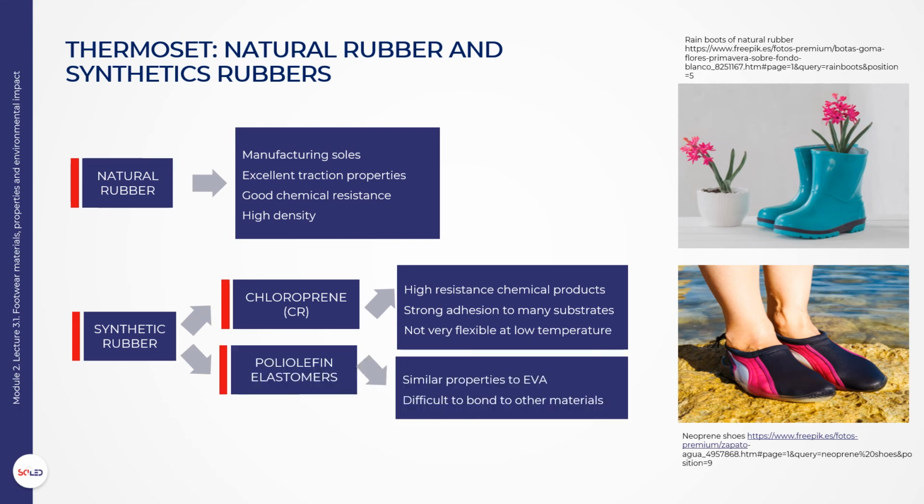Polyolefin elastomers have properties similar to EVA, a polymer with which they directly compete, but they are truly thermoplastic and therefore can be injected into a full-size mold, although they can also be used as thermosets. Their main drawback is that they are difficult to bond to other materials.